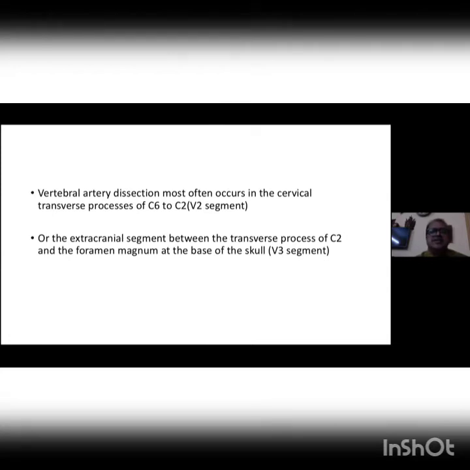Vertebral artery dissection most often occurs in the cervical transverse process of C6 to C2. It is called the V2 segment. So from C2 to C6, that segment, the vertebral dissection commonly happens. Or the extracranial segment between the transverse process of C2 and the foramen magnum at the base of the skull. This is the other site, the V3 segment.